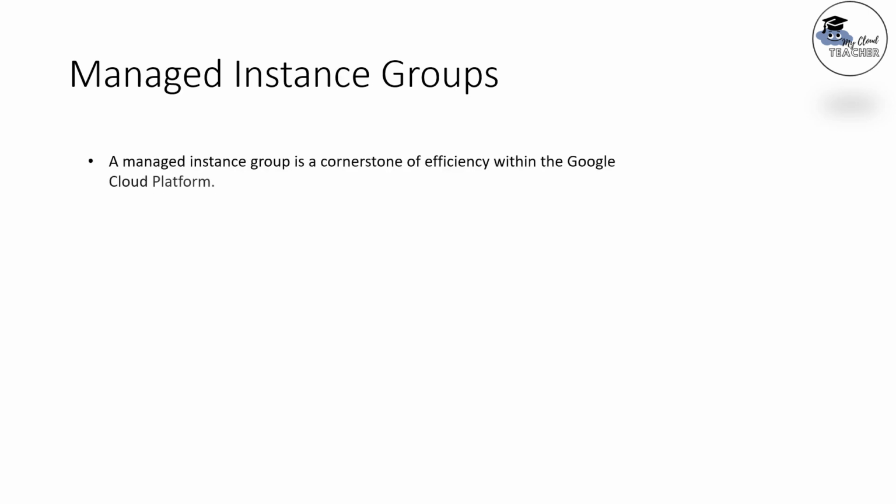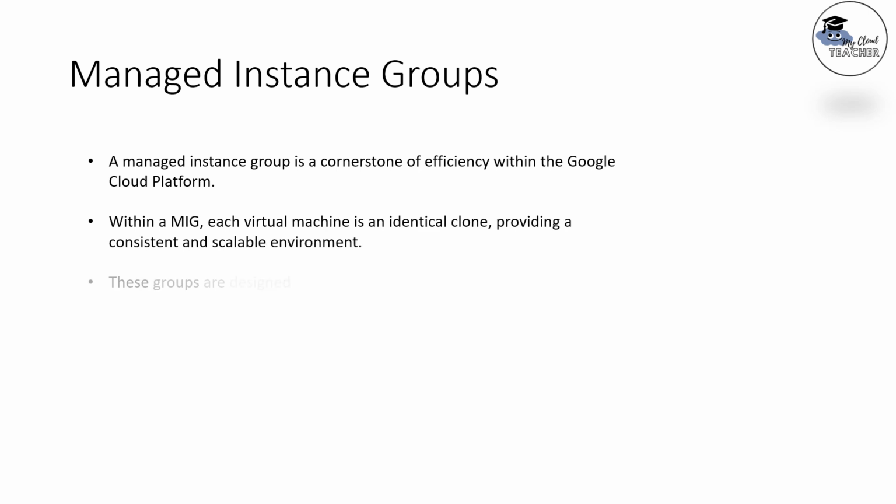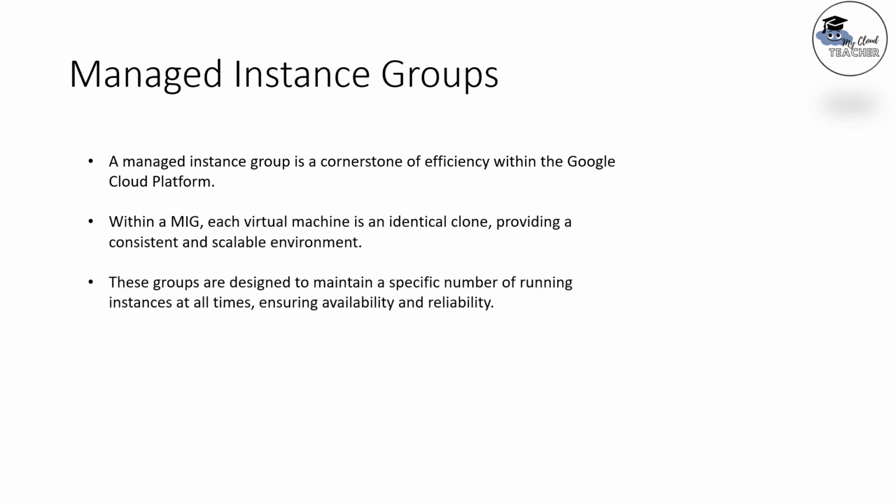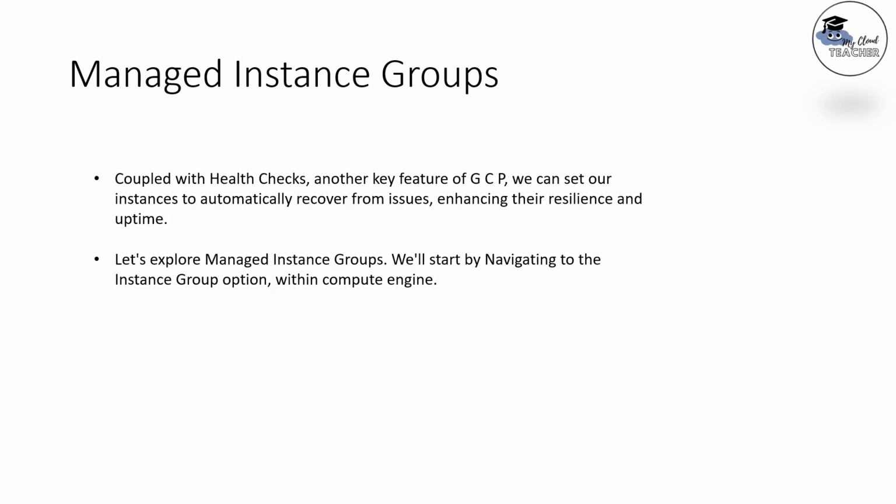A managed instance group is a cornerstone of efficiency within the Google Cloud Platform. Within a MIG, each virtual machine is an identical clone, providing a consistent and scalable environment. These groups are designed to maintain a specific number of running instances at all times, ensuring availability and reliability. Coupled with health checks, another key feature of GCP, we can set our instances to automatically recover from issues, enhancing their resilience and uptime. Let's explore managed instance groups.